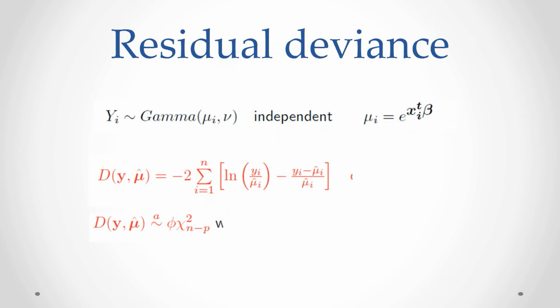We can define the form of the residual deviance for the gamma distribution, and this is given by D of y, mu hat equal to minus 2 summation i equals 1 to n of ln of yi by mu i hat minus yi minus mu i hat by mu i hat. The deviance can be used to measure goodness of fit, and this can be done by using the fact that the deviance is distributed as phi times a chi-square random variable with n minus p degrees of freedom.